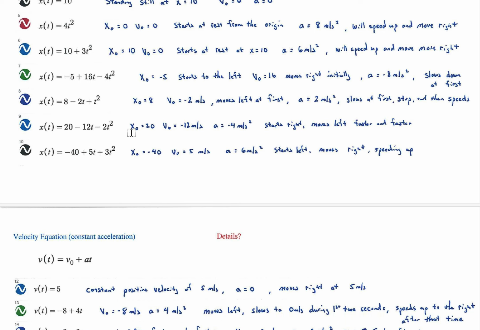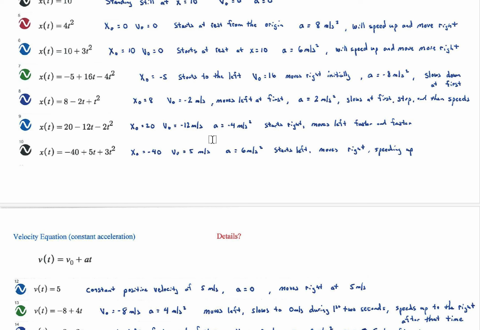All right, this guy, 20 minus 12t minus 2t squared, starts to the right at 20. It's moving to the left initially with a 12 meter per second speed, right? Speed is the size, and the negative is the direction. Again, velocity is a vector, size and direction. The acceleration is negative, which means we're going to decrease our velocity by 4 meters per second for every second.